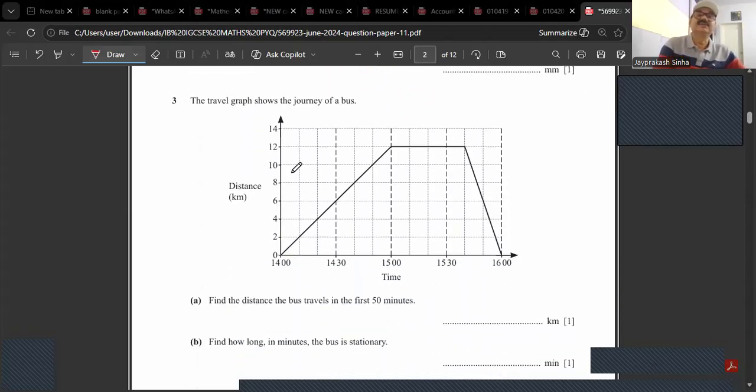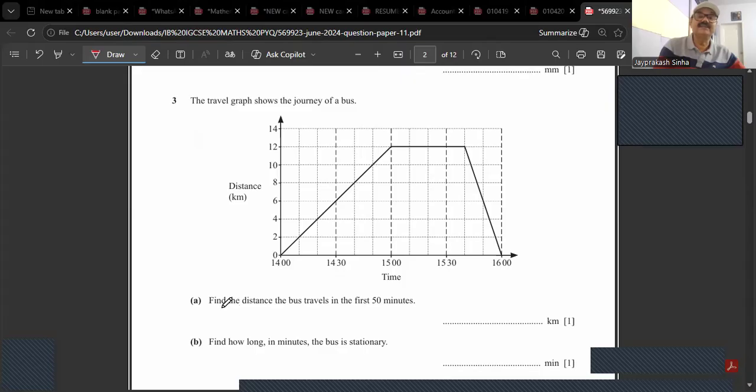Now come to the third question. The travel graph shows the journey of a bus. On the y-axis, distance in kilometers, and on the x-axis, time is given. This is the time: 14 hours, 14:30 hours, 15 hours, 15:30 hours, and 16 hours. Find the distance the bus travels in the first 50 minutes. First of all, we'll see the grid. Between 14 and 14:30, how many grids are there? 1, 2, 3. It means each grid is for 10 minutes: 10, 10, 10.